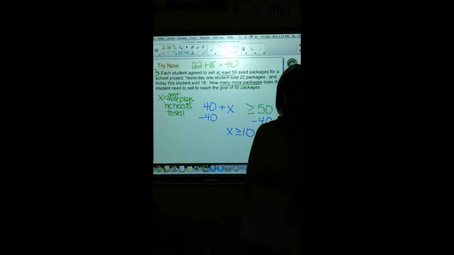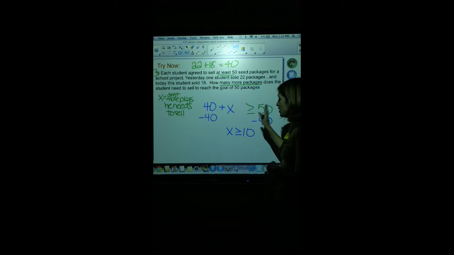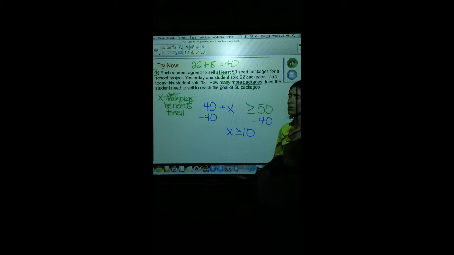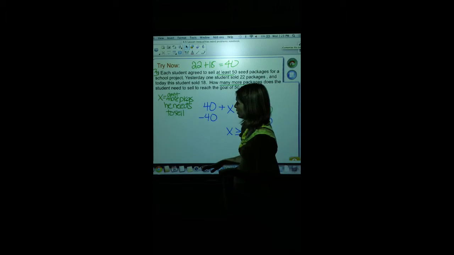So he's pretty darn close, isn't he? And the way it's going, 22 and 18, he'll easily make his goal of 50 packages for that project. All right, let's keep going.